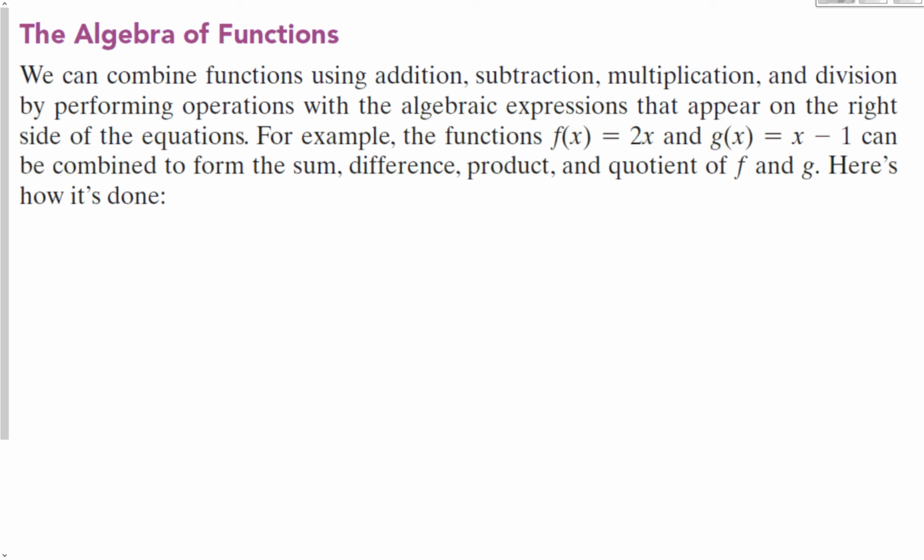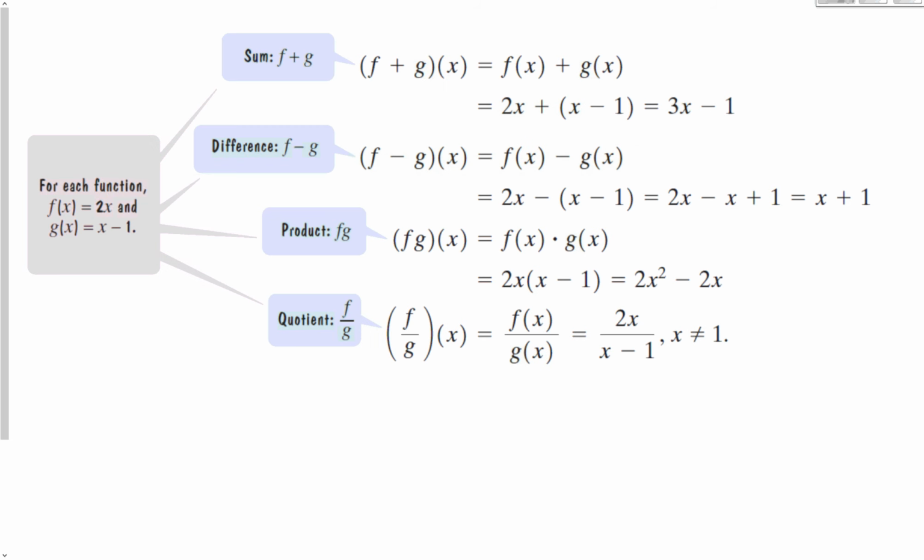We can combine functions using addition, subtraction, multiplication, and division by performing operations with the algebraic expressions that appear on the right side of the equations. For example, if I start with these functions, 2x and x minus 1, these can be combined to form the sum, the difference, the product, and the quotient of f and g. And with these two very specific examples, we can examine the four different ways that we can combine these two functions.